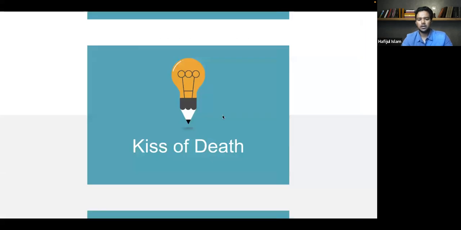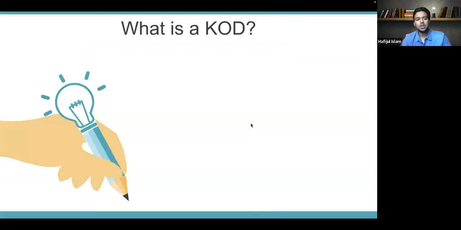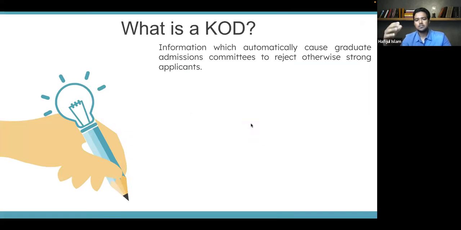Now we will go over what are absolutely no. You cannot include those things. These are called the kiss of death. What is a kiss of death? Let's say you are a good candidate, you have a good GPA, a good CV, good other things, but you have incorporated some information that the grad school will not like at all, and just seeing that information, they will reject the application. You may be a strong applicant, but they will reject. They do not like this kind of thing.